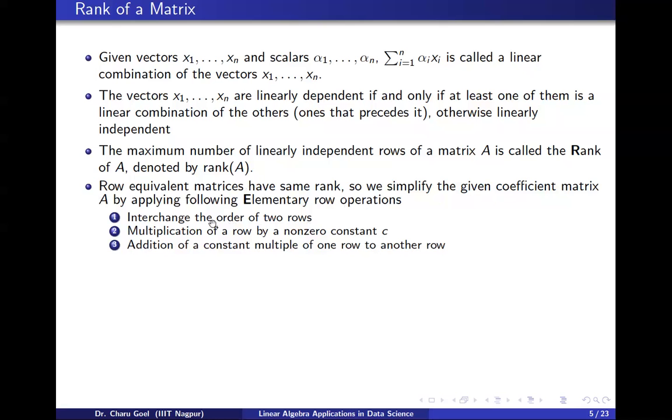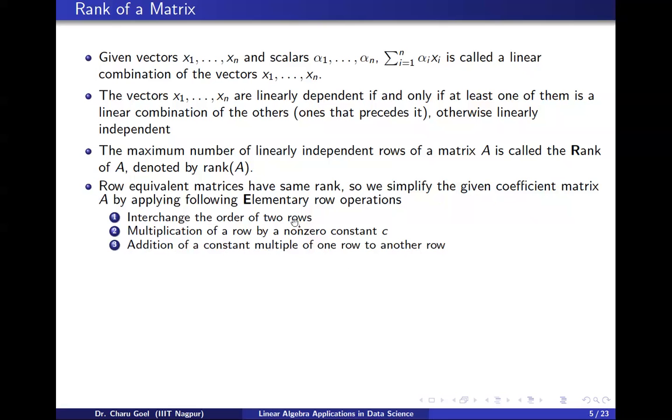So we can interchange the order of 2 rows, or we can multiply a row by a non-zero constant, or we can add a constant multiple of one row to another row. None of these is going to change the rank of the matrix. Why? These 3 operations are nothing but operations on the equations itself.